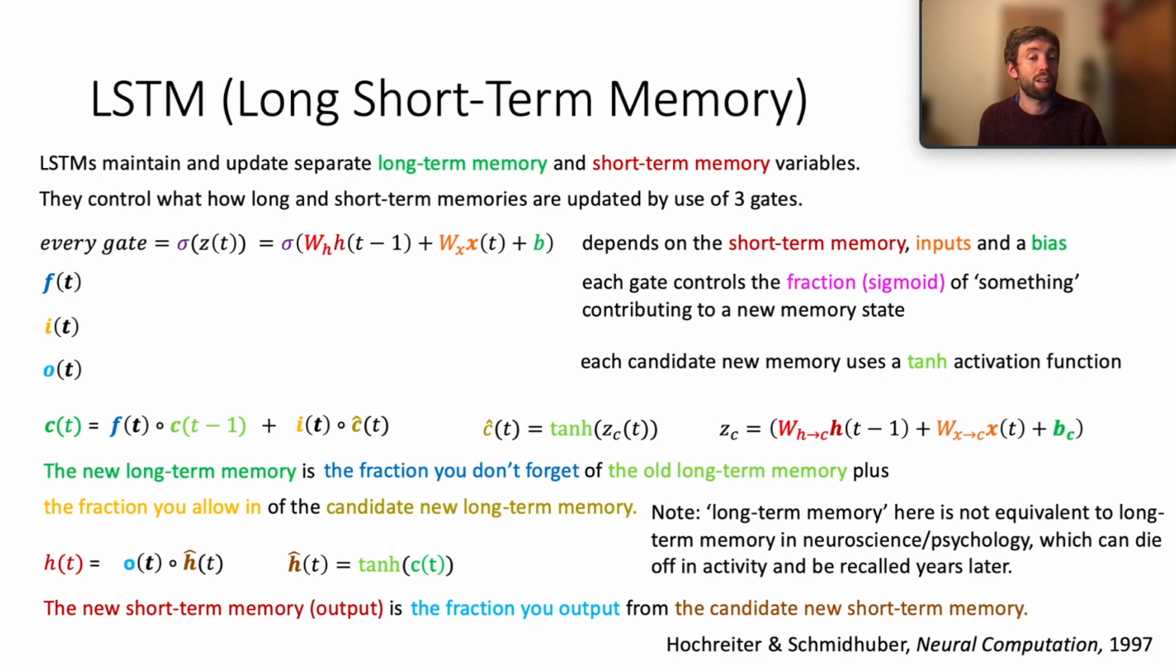It doesn't seem to be constantly held in neural activity, and it can be recalled sometimes many years later. So I think although it may be helpful to separate this more persistent memory state, CT, from a more rapidly changing memory state, HT, it maybe is a bit unfortunate to call it long-term memory.